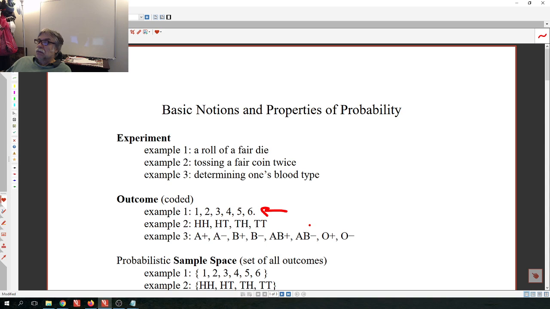So outcomes are just coded, right? I'm not interested in all of the details of how the blood sample was processed until we determined the blood type. I'm not interested in that. We're just interested in the end of the story, which is the code of the blood type that was determined. Okay. Another experiment would be if I throw a dart and it leaves some trace, and that would be a point somewhere on the board.